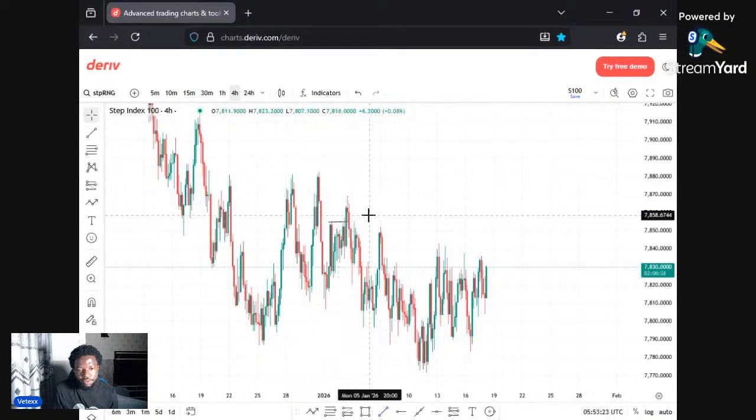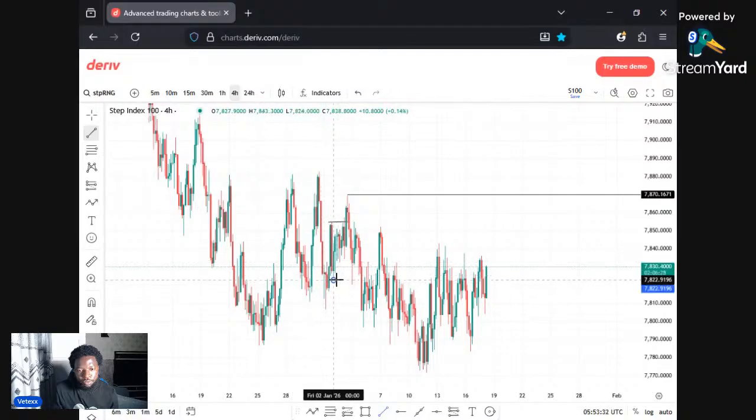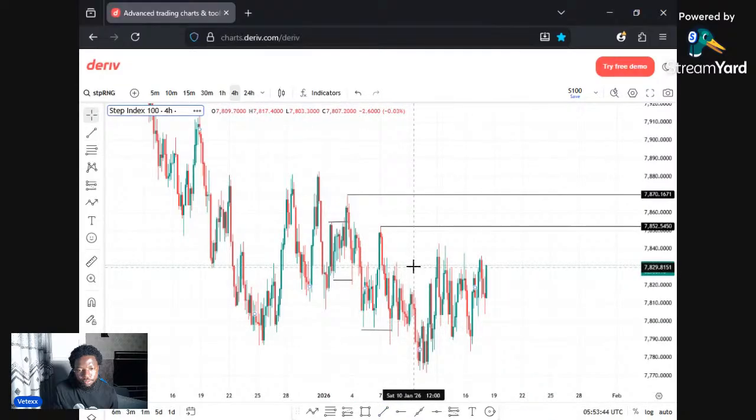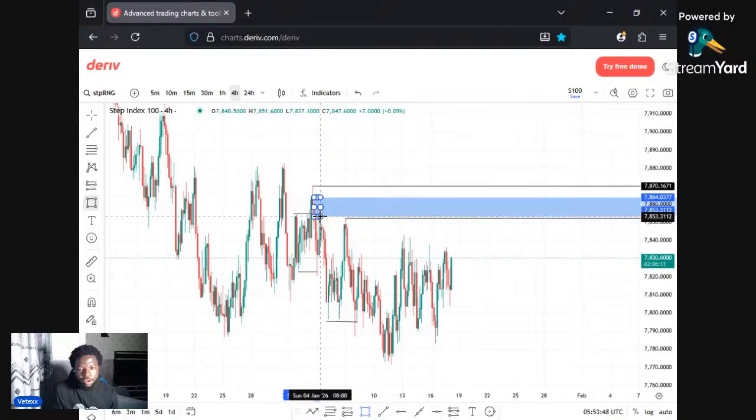Okay, let's check this out. It's our sweep of liquidity, this is our protected high, this is our first break of structure. All right, this is price retrace 50% to give us our structural liquidity, and then this is our second break of structure, and this zone becomes our POI.